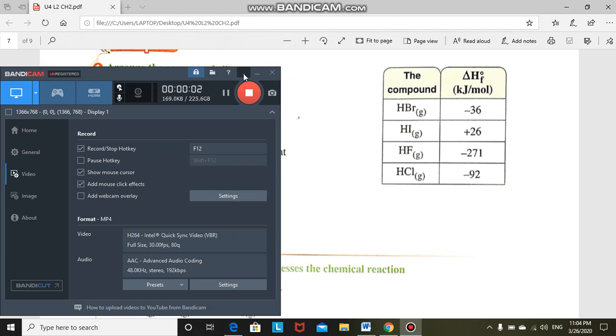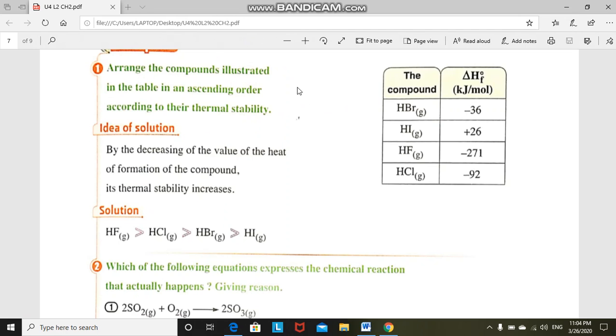We will continue. Here we want to arrange the compounds according to their thermal stability in ascending order. Okay, we will start with the first one with more heat content. So we will start with the first, hydrogen fluoride. Hydrogen fluoride has a heat of formation greater than any other.